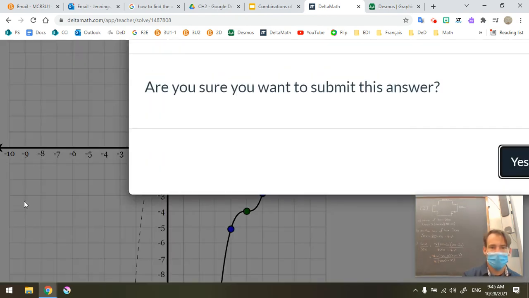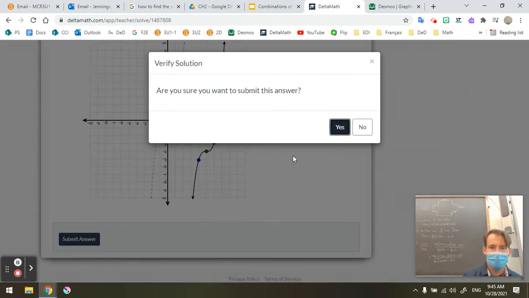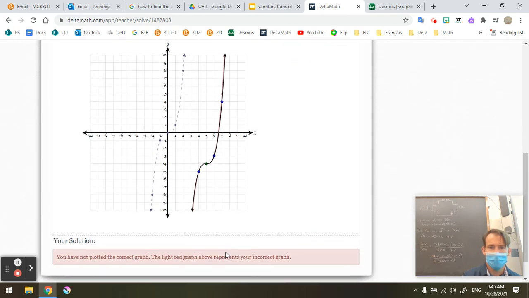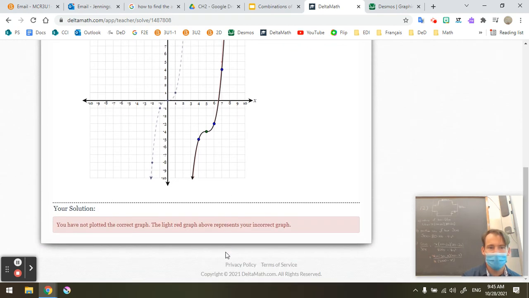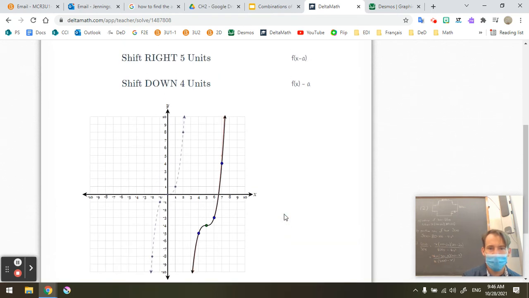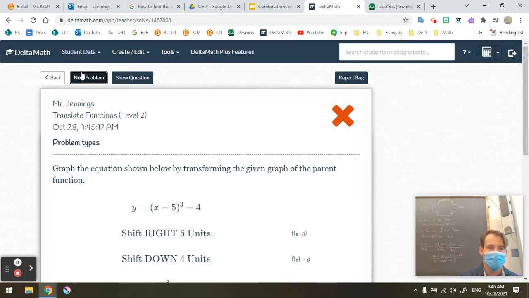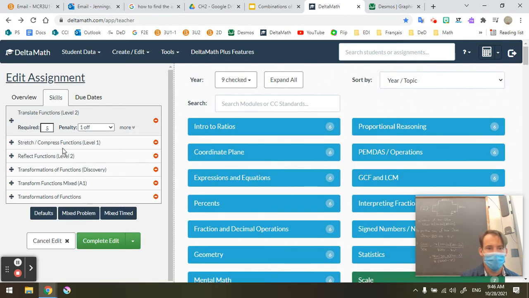And then say submit answer. Are you sure? Yes, I'm sure. It says no. Shift right 5 units, shift down 4 units. What did I do? Oh, it was slightly stretched. I made a mistake by stretching it a little bit. Yeah, don't stretch that. Okay, so that's how you do those.